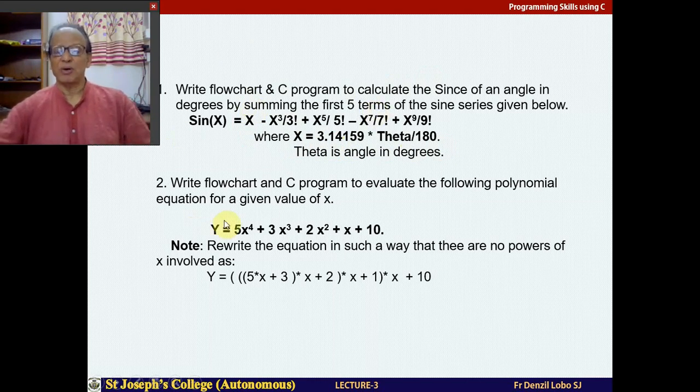Then the next problem: I have given a polynomial here. You have to enter this polynomial. Now instead of writing 5 into x into x into x, you convert that into this format: 5x plus 3 into x plus 2 into x plus. So this becomes easier. The computer need not find x to the power 4, x to the power 3, x to the power 2, etc. In one go, it is going to find out the value. So this is how you have to convert this complicated equation into a simple equation. That is the work for you. So spend some time now and complete these two programs.